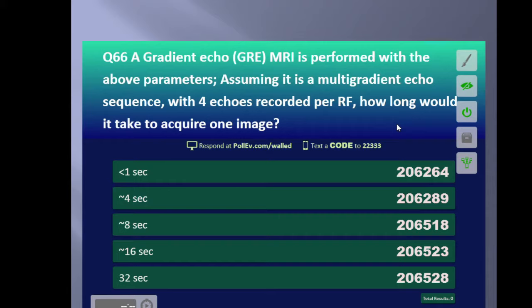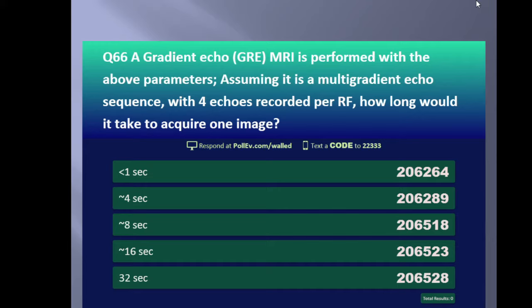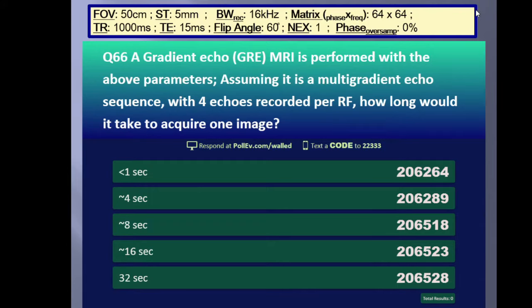Okay, now here's a gradient echo image performed with these parameters. I'll try not to confuse you. Assuming it's a multi-echo gradient echo sequence, it's written wrong, with 4 echoes recorded per RF, how long does it take to get one image? Salient features: matrix is 64, TR is 1000, 4 echoes per RF, and as expected, NEX is 1.